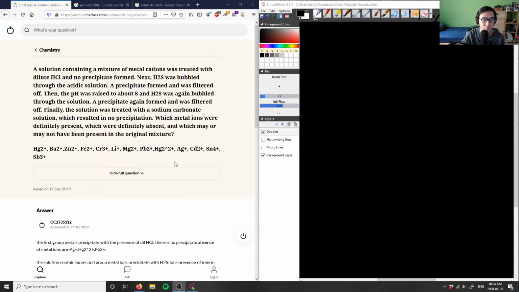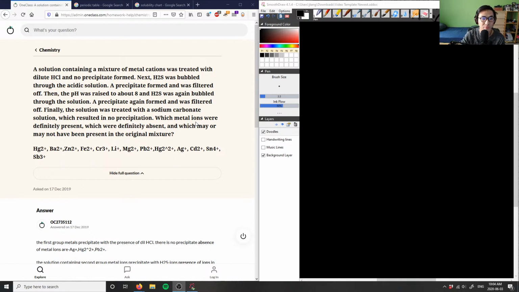Okay, so the first question is asking us: a solution containing a mixture of metal cations was treated with dilute hydrochloric acid, HCl, and no precipitate was formed. Next, H2S was bubbled through the acidic solution, and a precipitate formed and was filtered off. Then the pH was raised to about 10, and H2S, hydrogen sulfide, was bubbled through the solution. A precipitate again formed and was filtered off. Finally, the solution was treated with sodium carbonate solution, which resulted in no precipitation.